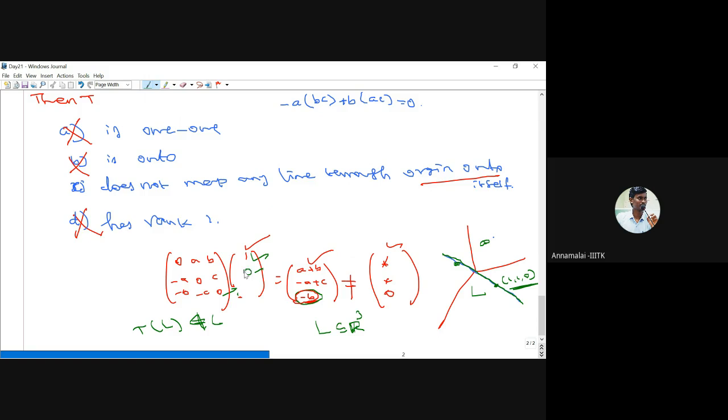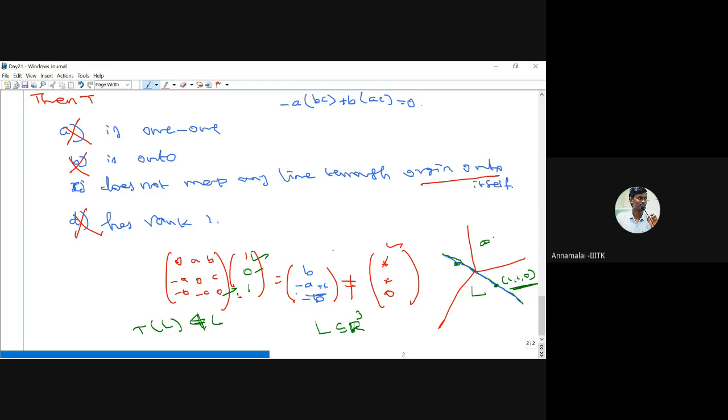So I am picking the second coordinate as 0. Now, what is the product? We need the second coordinate of the product to be 0. But you will get a non-zero second coordinate. So what is the product? You will get 0, B, and then minus A plus C, and then this is minus B. So you will get a non-zero number.